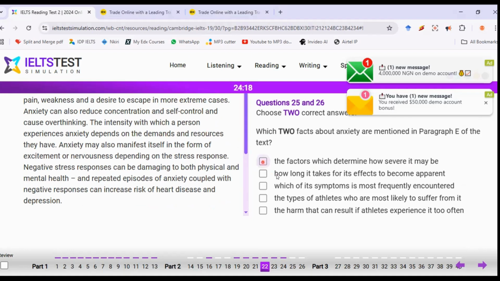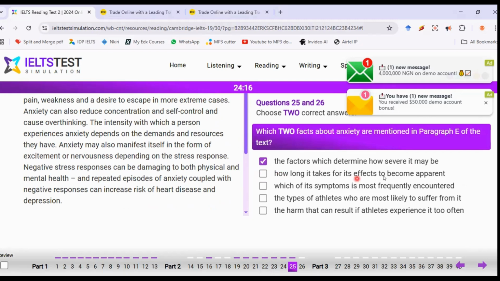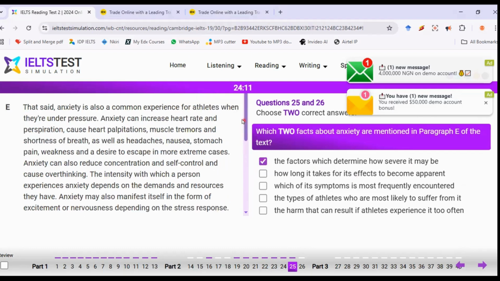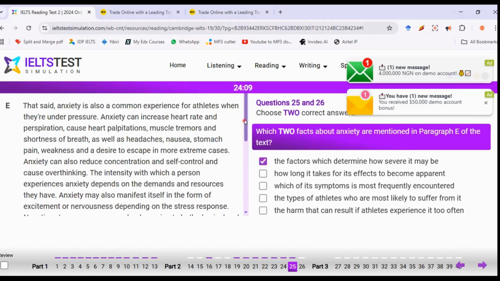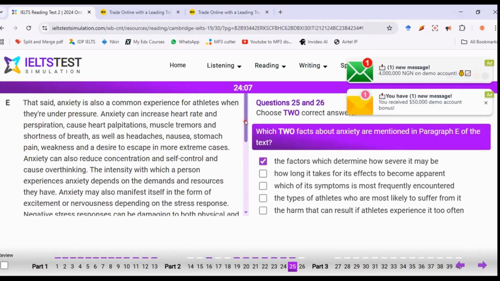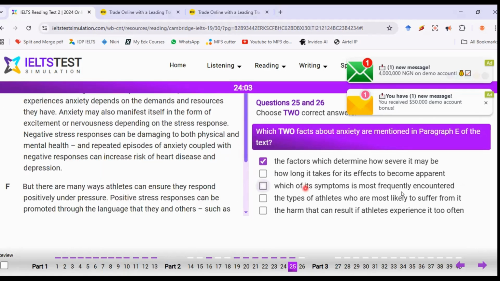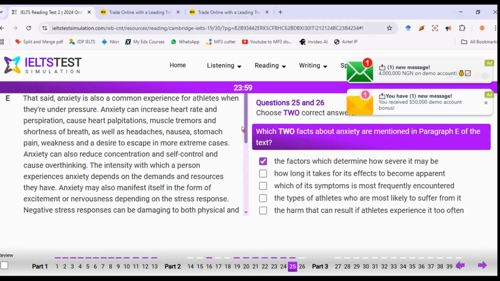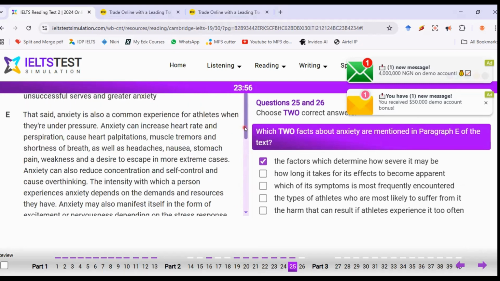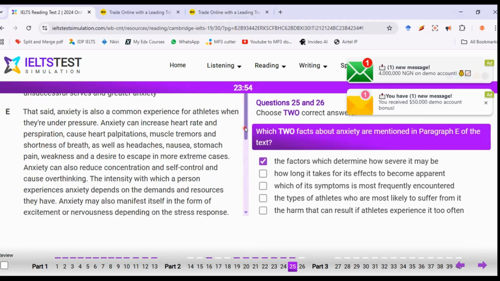This one is correct. How long it takes for the effect to become apparent? How long? Did they mention the issue of how long here? No, they didn't tell us how long. Which of the symptoms is most frequently encountered? They mention many symptoms here, but which one is most frequently encountered?